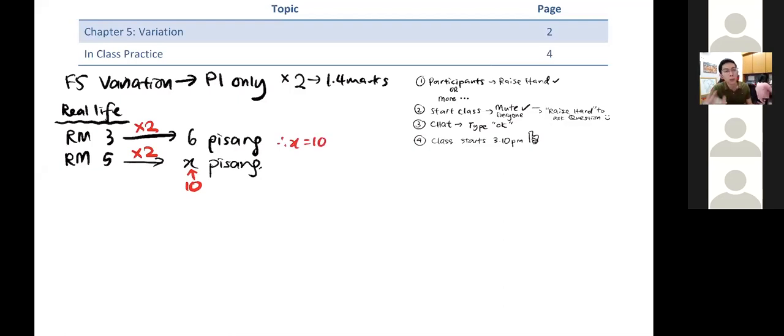But when it comes to variation, there are 3 different types of variation. I'll write it at the side. So in variation, we have 3 different types.